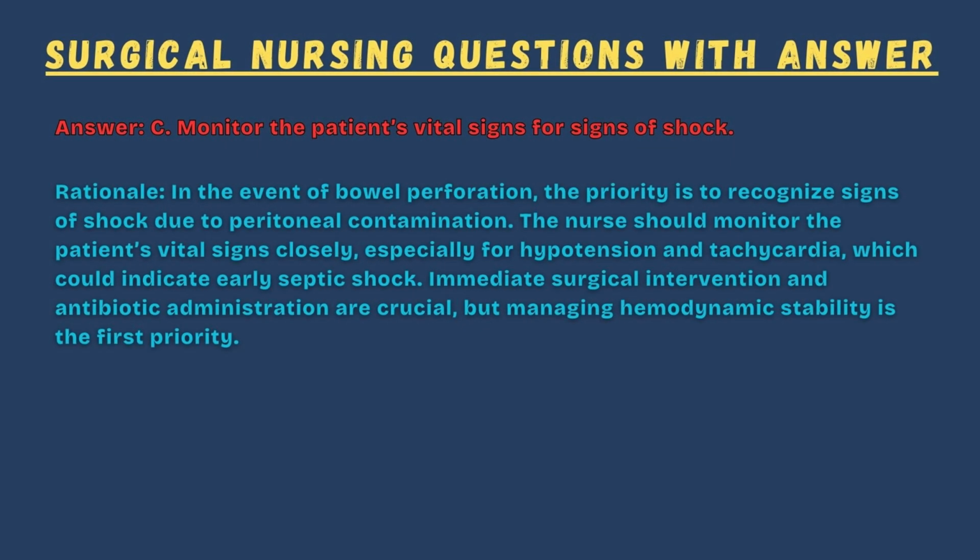Answer. C. Monitor the patient's vital signs for signs of shock. Rationale. In the event of bowel perforation, the priority is to recognize signs of shock due to peritoneal contamination. The nurse should monitor the patient's vital signs closely, especially for hypotension and tachycardia, which could indicate early septic shock. Immediate surgical intervention and antibiotic administration are crucial, but managing hemodynamic stability is the first priority.